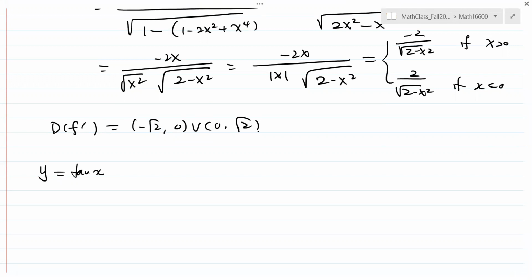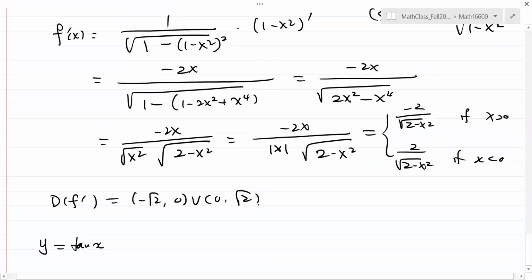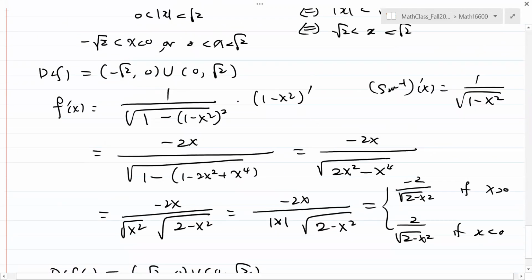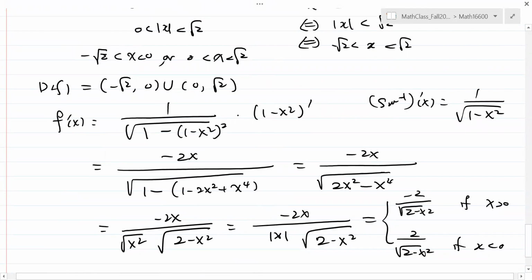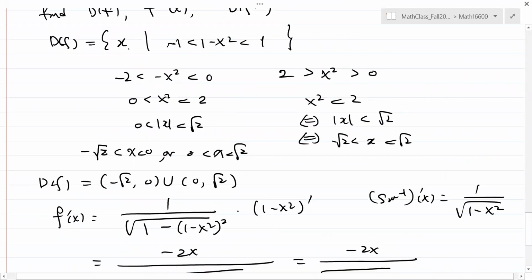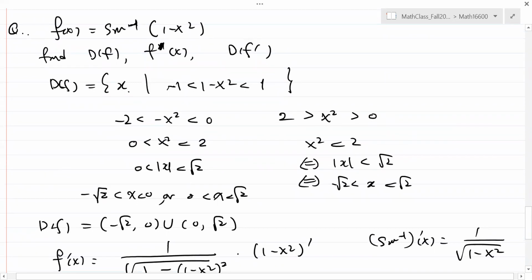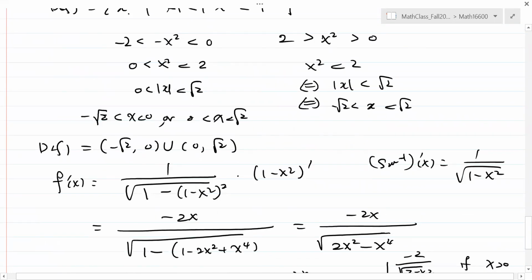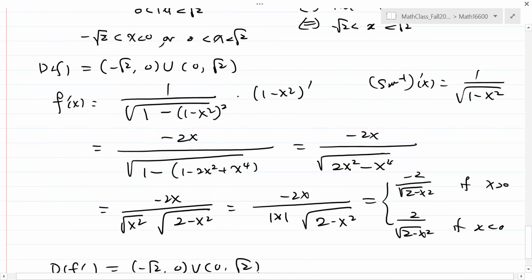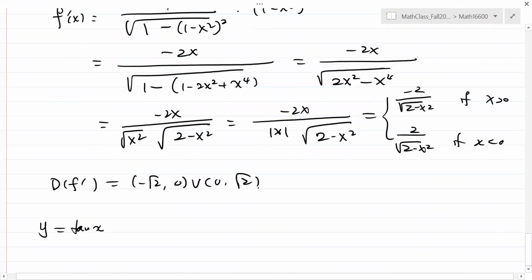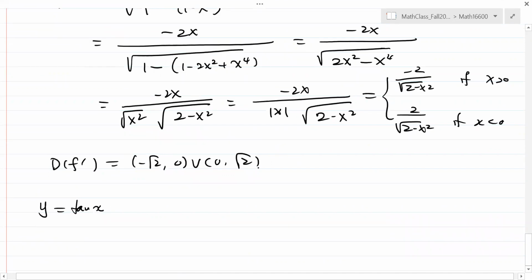Does that happen very often, splitting the domain into 2 or 3 pieces? No, not very often. I just randomly picked a problem where the domain of the original function is not a single interval. But you have to prepare for this type of problem. You don't know what they are going to give you.